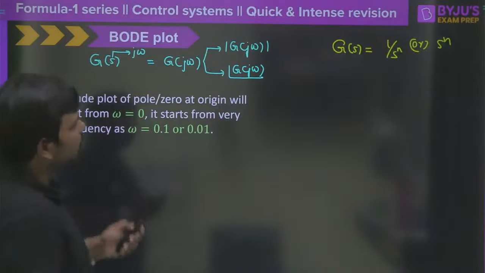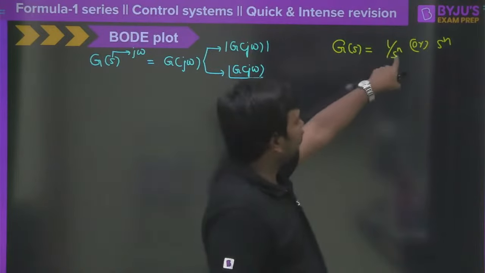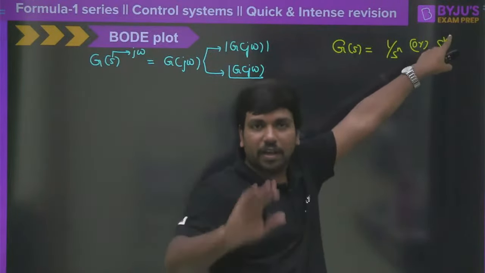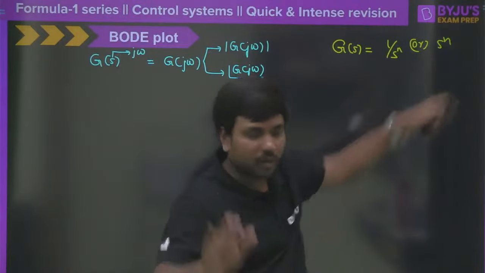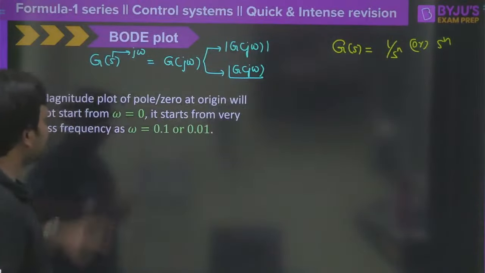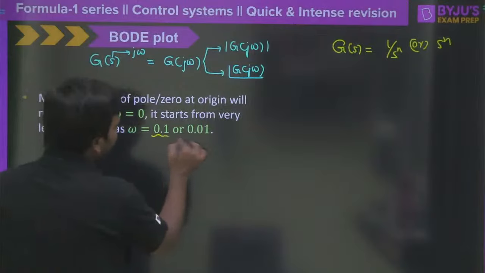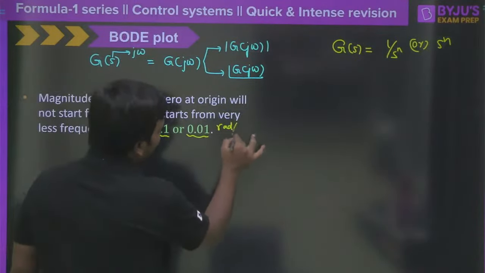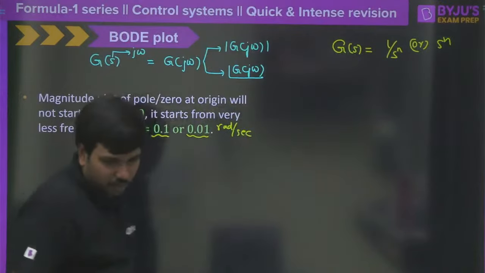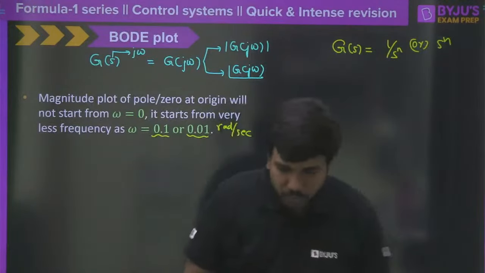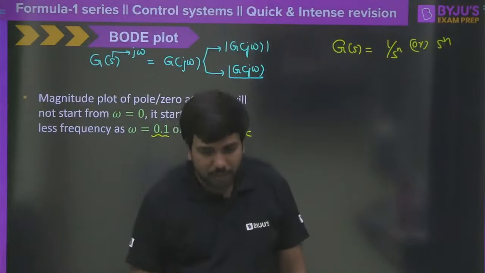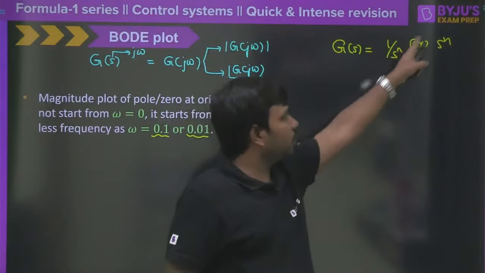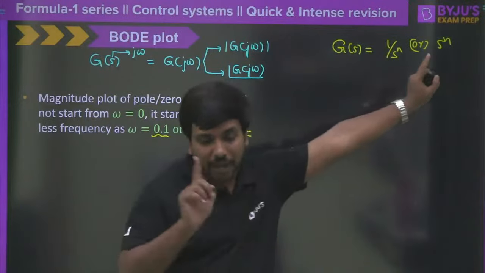So now you must understand whether the poles are at the origin or zeros are there at the origin, the graph will not start from omega equal to 0. Rather, it starts from omega equal to 0.1 or 0.01 radian per second, which is very, very low in nature. Why? Any one of you? Kandula Sudhir Gupta, Sudhakaran, can you tell me why we cannot start from omega equal to 0 when we have poles or zeros in the transfer function at origin?